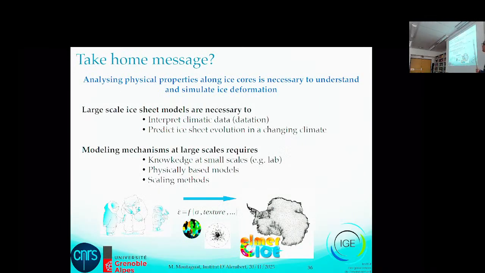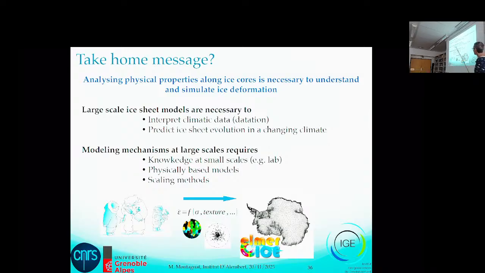So, well, now the take-home message, if I could try. I hope I have convinced you that analyzing physical properties along ice cores is necessary to understand and simulate ice deformation in natural conditions. Large-scale ice sheet models are necessary to interpret climatic data, by means of datation, and to predict ice sheet evolution in a changing climate.